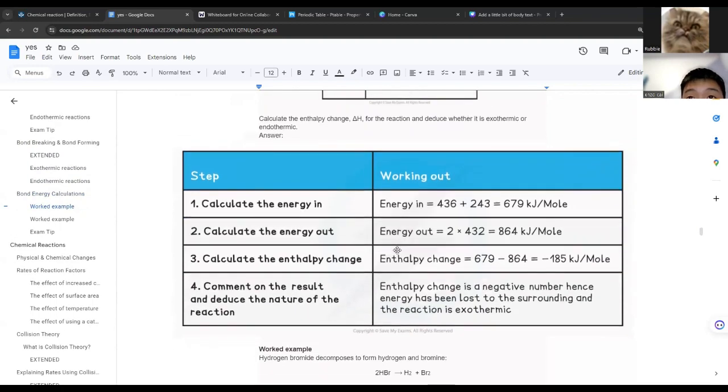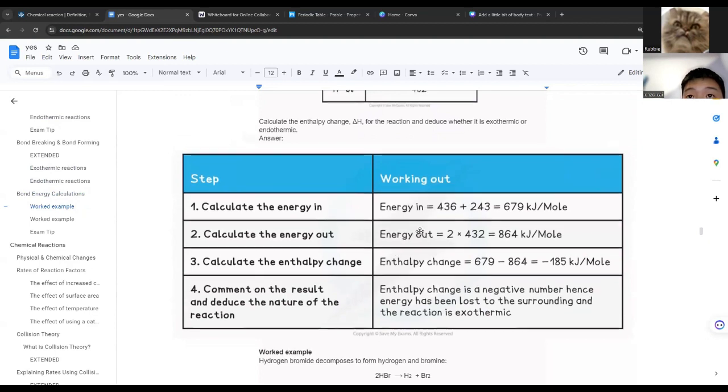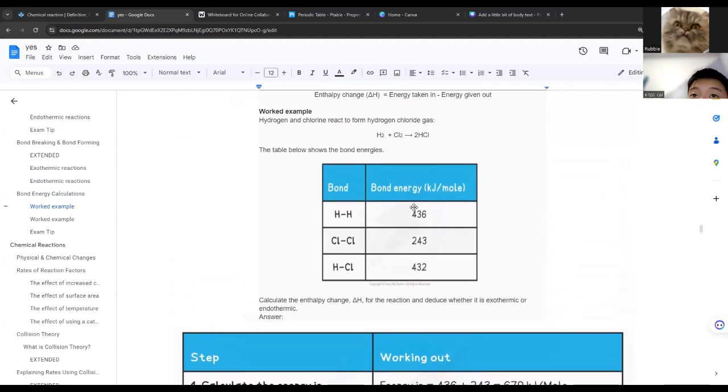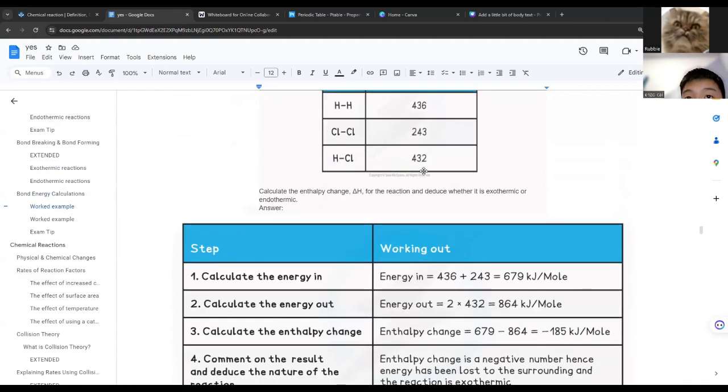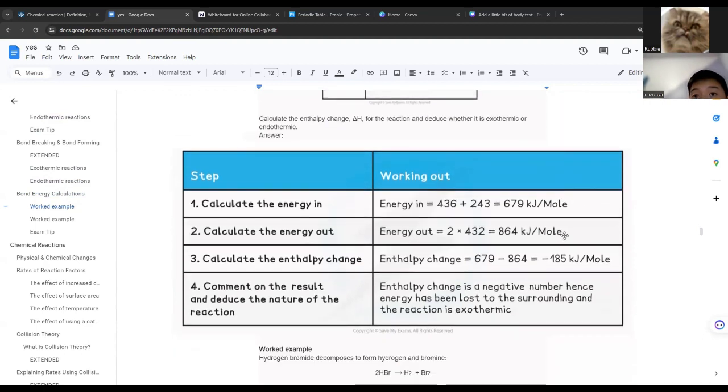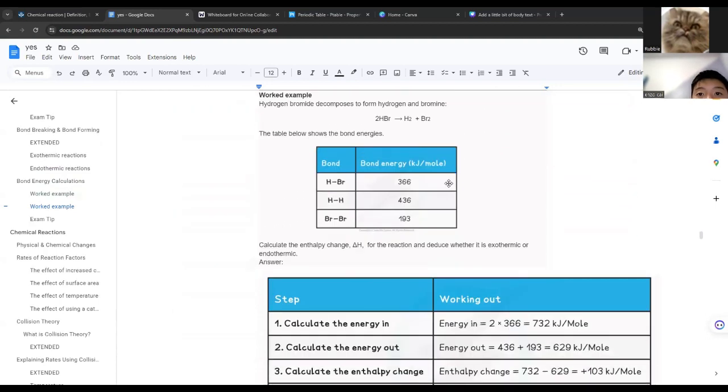How do you calculate the enthalpy change? First, you look at the graph. The bond energies on the left add up to 679. Then you calculate the other side, 2HCl, which means 432 times 2, which is 864. You subtract the right side from the left side: 679 minus 864, giving a negative enthalpy change, so it's exothermic.